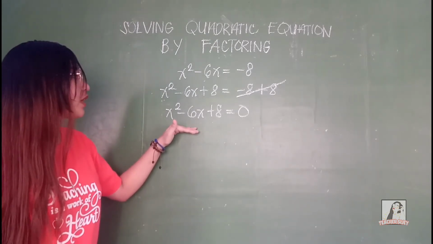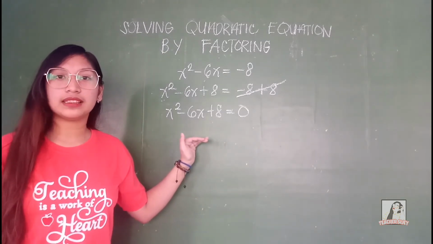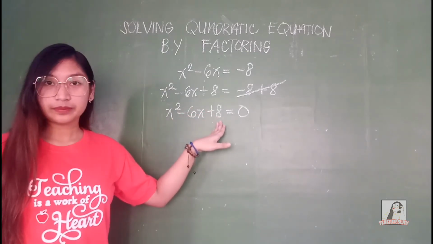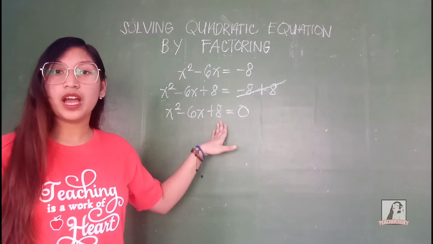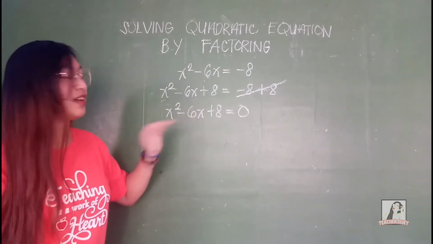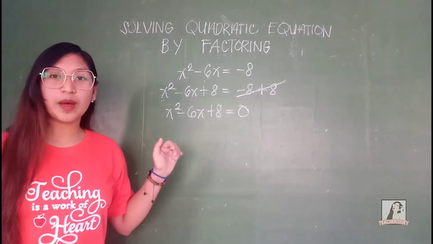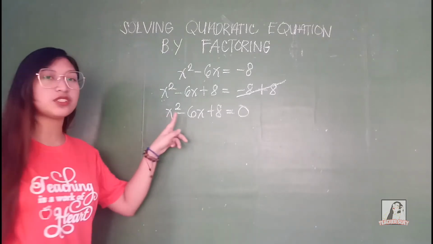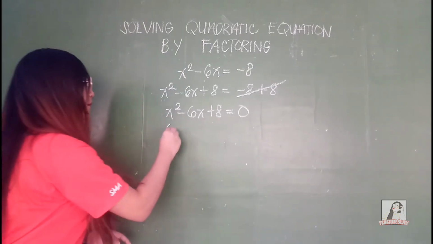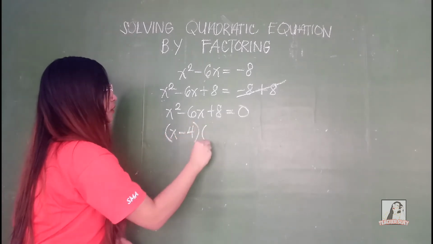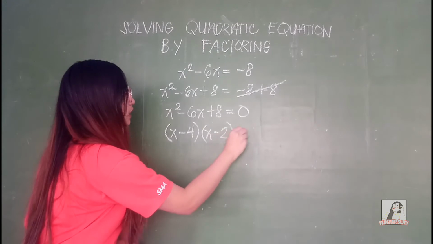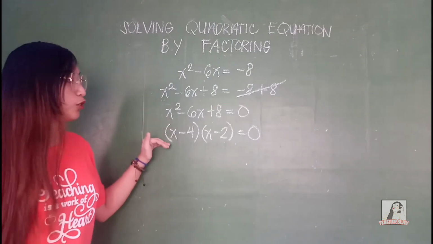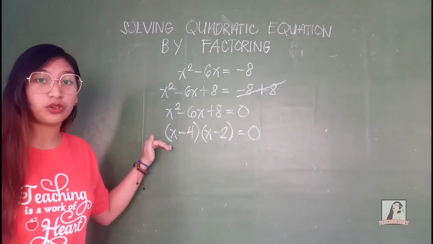So now, let's think of numbers whose product is 8 and whose sum is negative 6. Those numbers are negative 4 and negative 2. So the factored form of x squared minus 6x plus 8 is x minus 4 multiplied by x minus 2 is equal to 0. Since our quadratic expression is factored, we need to equate each factor to 0.